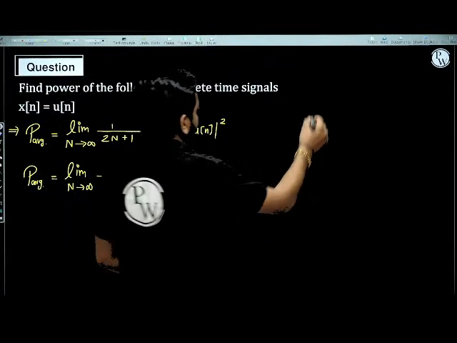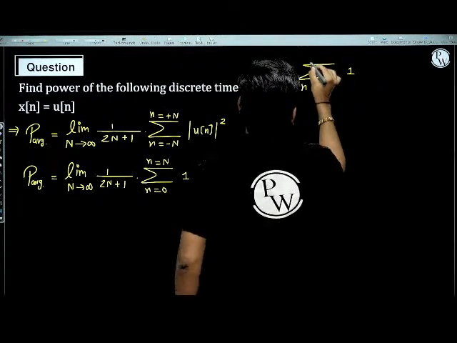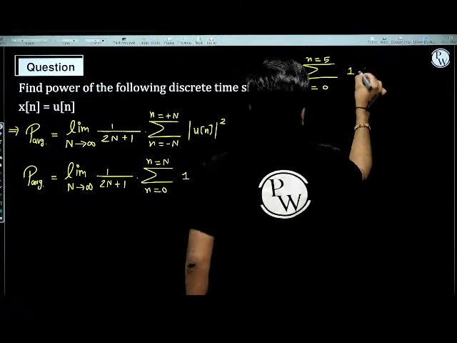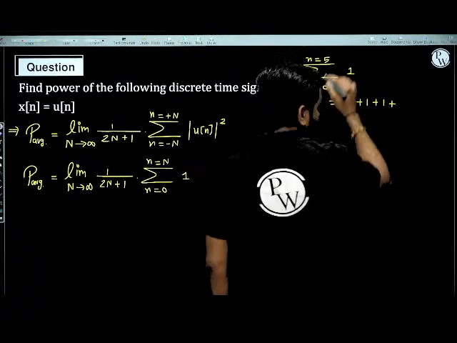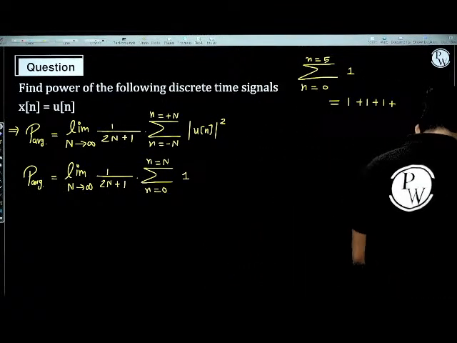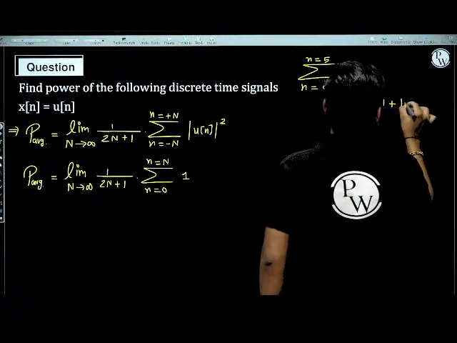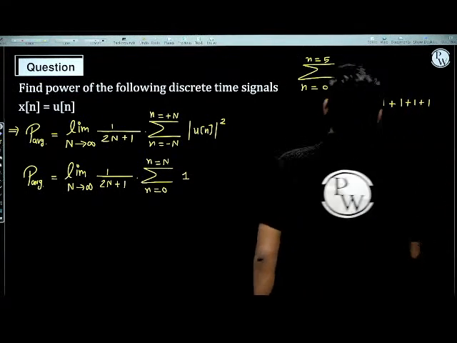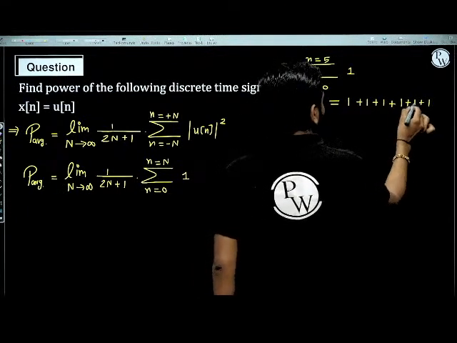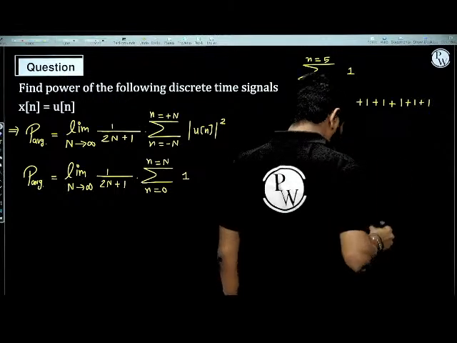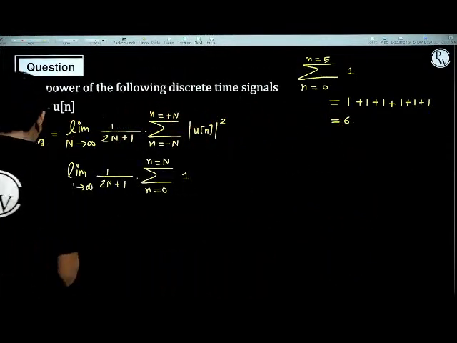So the summation of 1 from 0 to 5 will be 1 plus 1, how many times? 6 times, guys. 0 to 5 means 6 times: n equal to 0, n equal to 1, n equal to 2, n equal to 3, n equal to 4, n equal to 5. So in total it is 6.